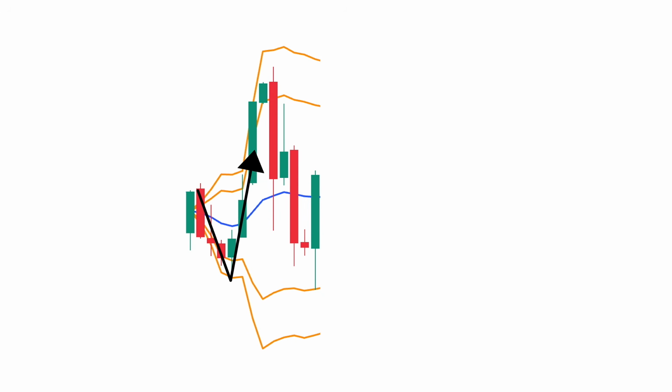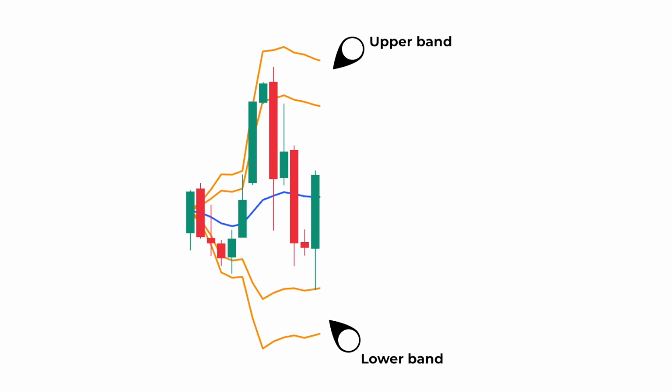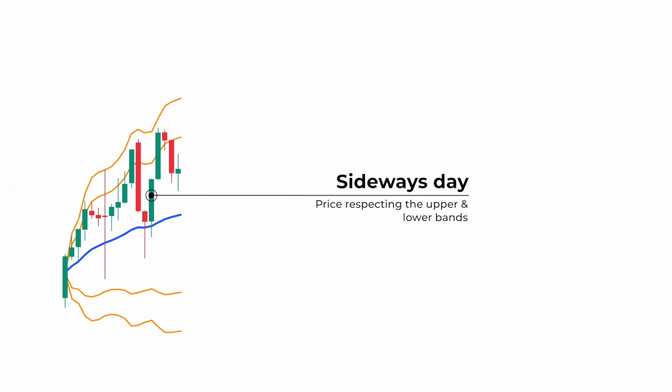But if you see that the price was moving sideways and reversing from these bands, we can assume that the trend is weak and the price will respect the upper and lower bands. Here we saw that the price reversed downwards from the upper band twice during the first hour of the day. This shows us that the price is respecting the bands and it is a sideways day.